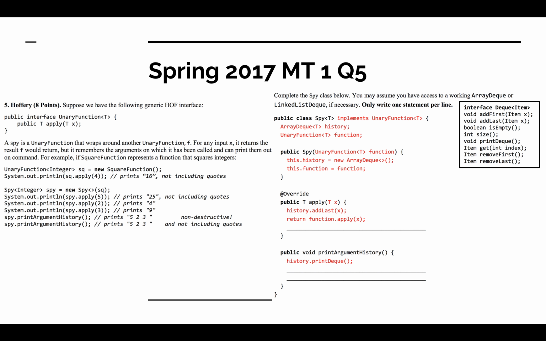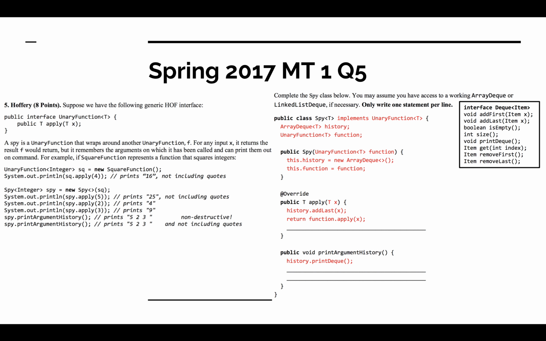Okay. If there are no other questions, then, oh yeah. Oh no, so they gave that to us. So they're telling us that this array deck and linked list deck inherit from that interface, but we don't need to ourselves implement those data structures. Does that make sense?